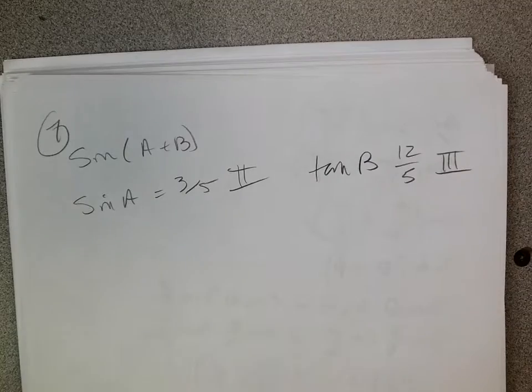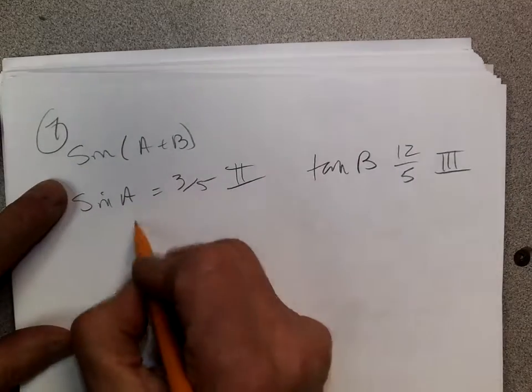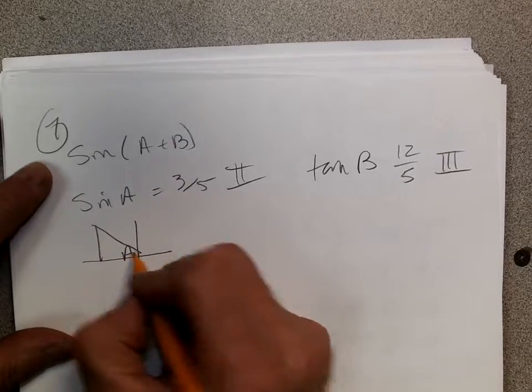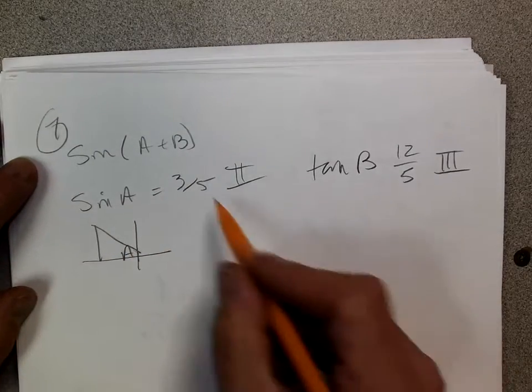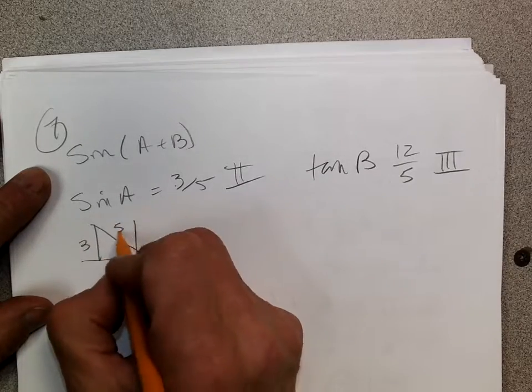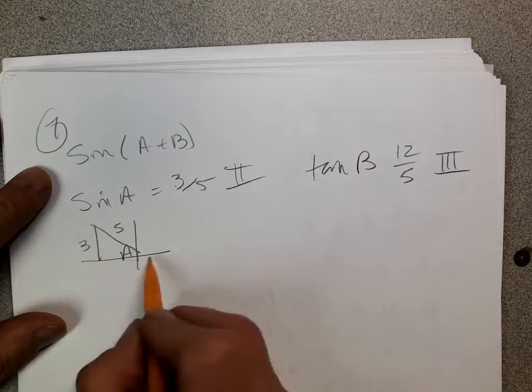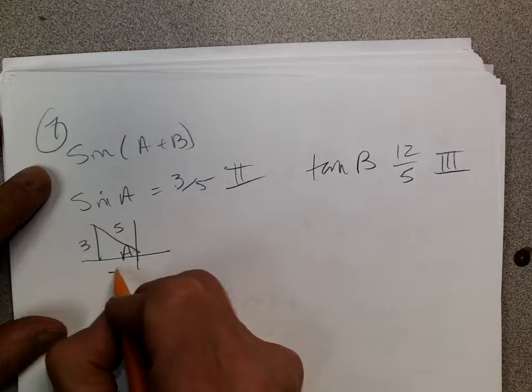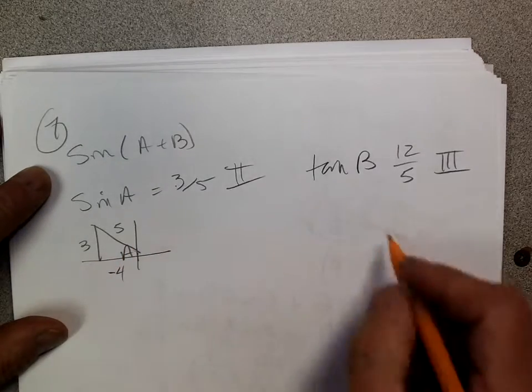Anytime we see a quadrant, let's build a triangle. Quadrant 2, angle A. Sine is the opposite over the hypotenuse, which makes this 3 over 5. And hopefully you know this is 4, a 3, 4, 5 triangle. You can do the Pythagorean Theorem, but hopefully you know that's 4. So it's a -4 because we have to go back.